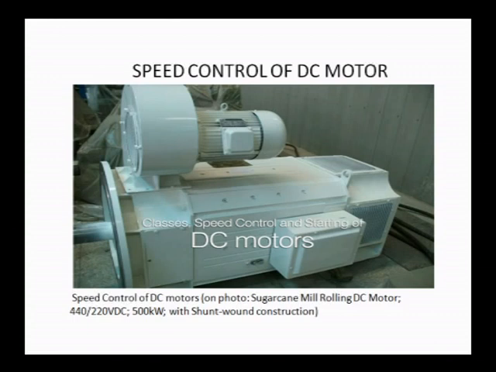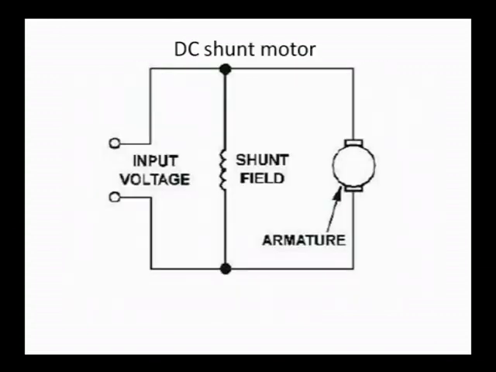So, the DC motor whose speed is to be controlled, that we are going to study today. Just as I told, we can control the speed of DC motor by three methods: flux control, armature voltage, and armature resistance method. This is a particular application of a DC motor in sugarcane milling. See the rating, 500 kilowatts, voltage is 220 volts. It is a shunt wound construction. The DC shunt motor we have already studied, with shunt field winding.